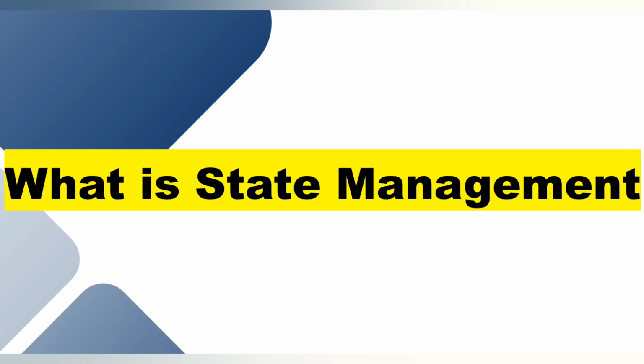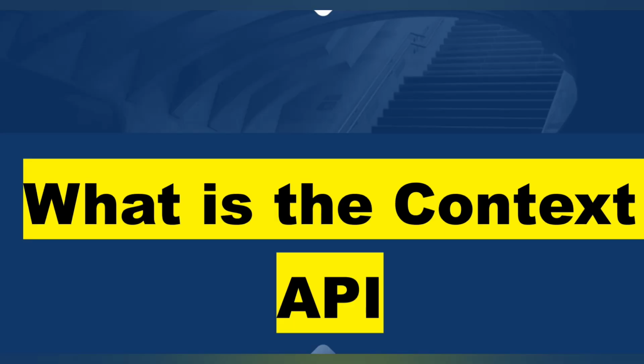Coming to the context API, we need to learn what the context API is. Now, let's say you have a big house, your application, with many rooms, the different components of your app. The context API is like a loudspeaker system that lets you announce important information, like what's for dinner, to all the rooms at once without having to go into each room individually.